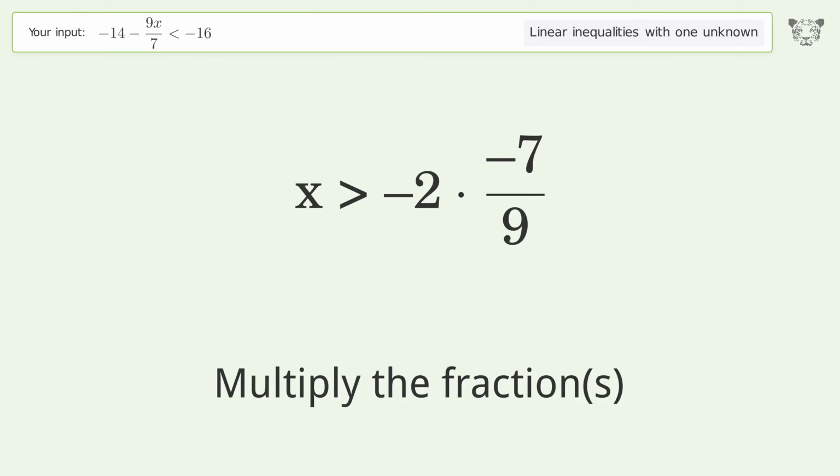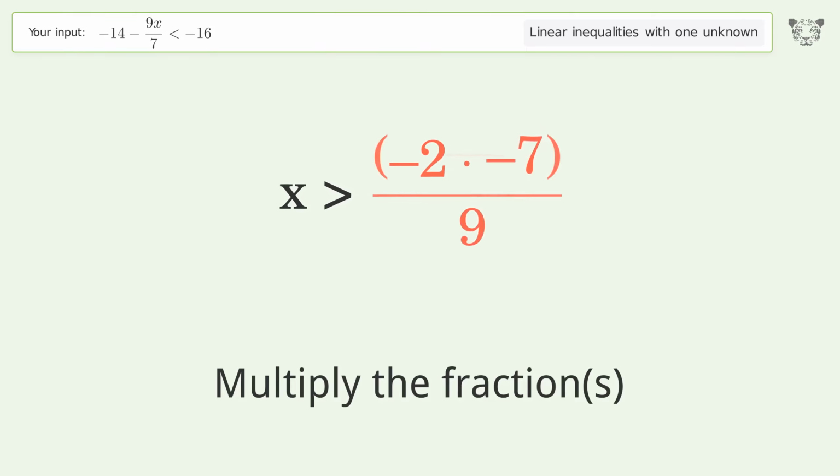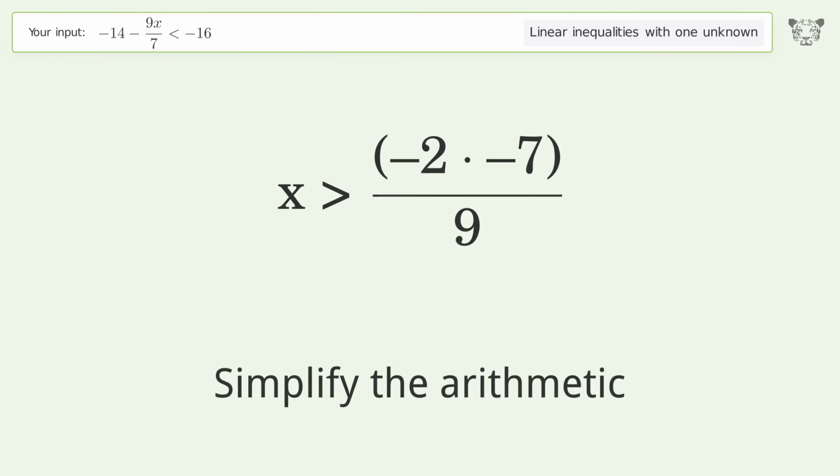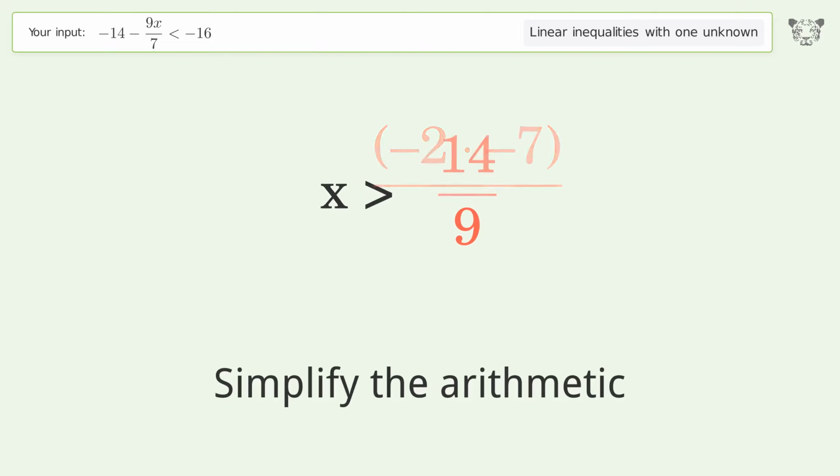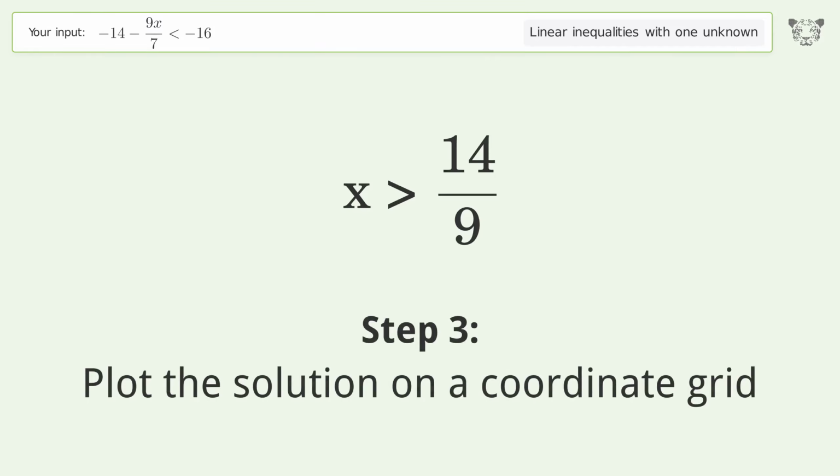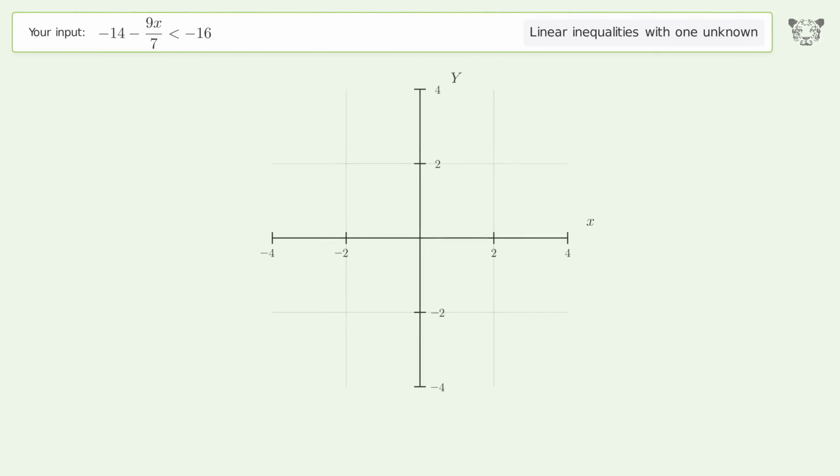Multiply the fractions. Simplify the arithmetic. Plot the solution on a coordinate grid. And so the final result is x greater than 14 over 9 greater than 15 over 9.